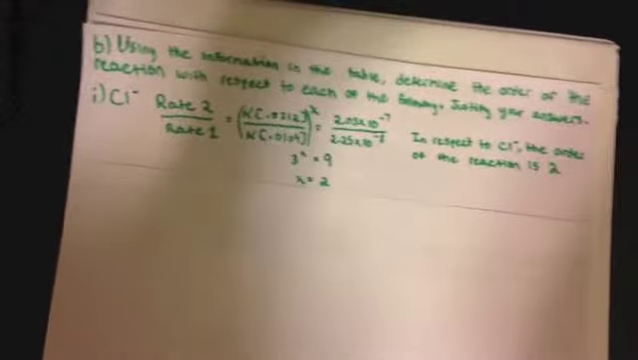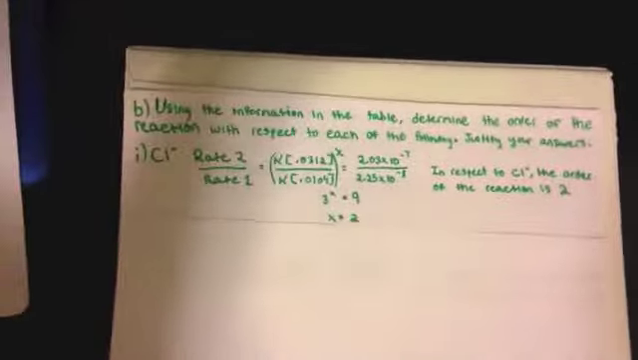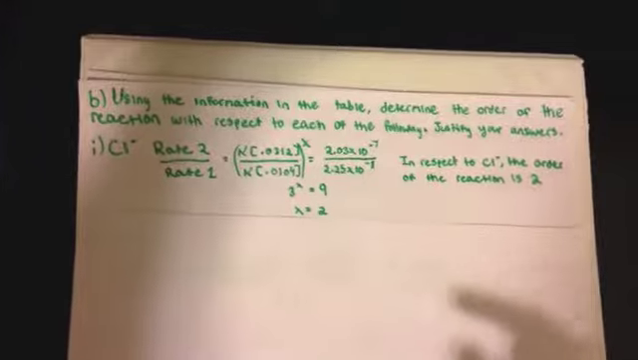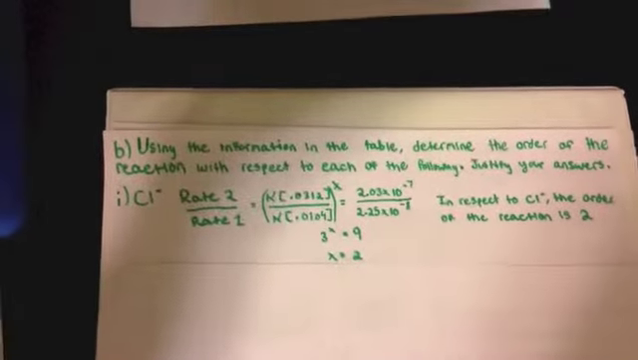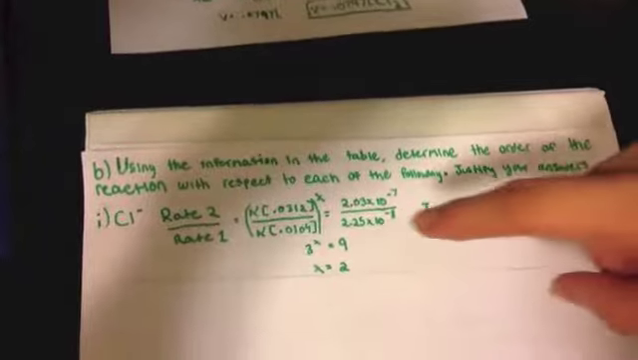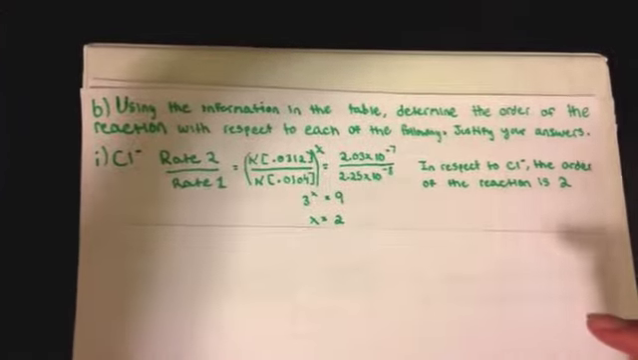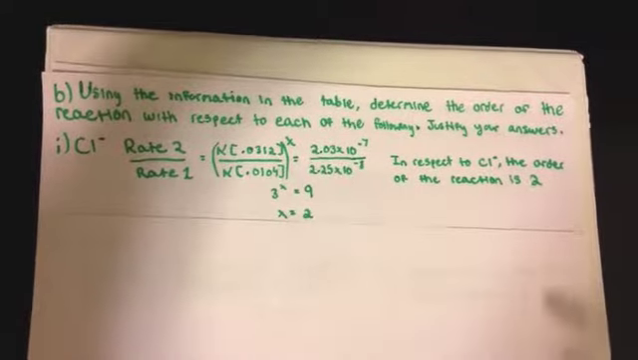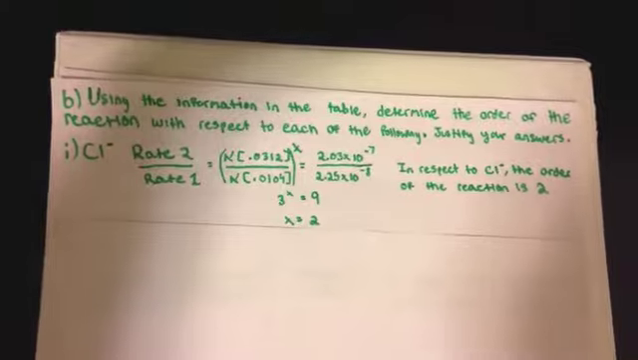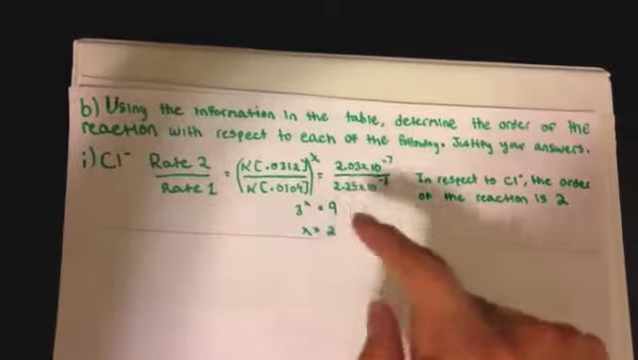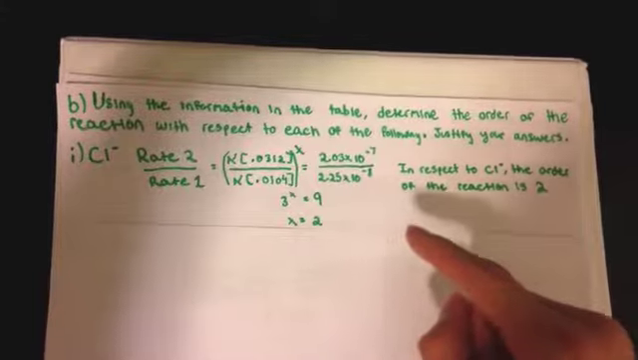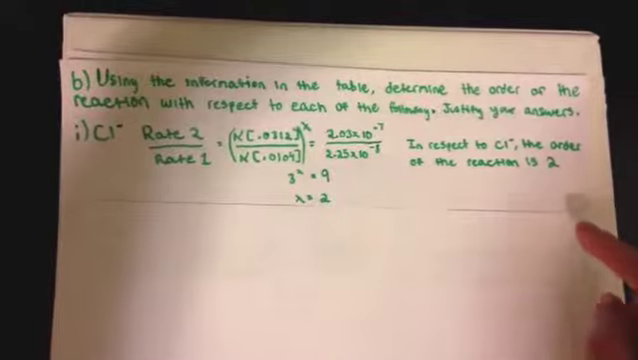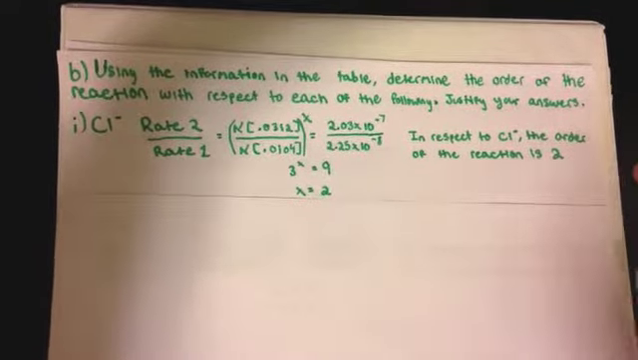For the next few problems, we have to use this data table. For B, we have to use information in the table to determine the order of the reaction with respect to each of the following. For Cl minus, I set trial 2 over trial 1. So we plug in the concentration of trial 2 and divide it by the concentration of trial 1 to the x power, and then we set that equal to the rate of disappearance of trial 2 over the rate of disappearance of trial 1. After we divide this out, we get 3 to the x power is equal to 9, and 3 to the x power has to be 2. So with respect to Cl minus, the order of the reaction is 2.